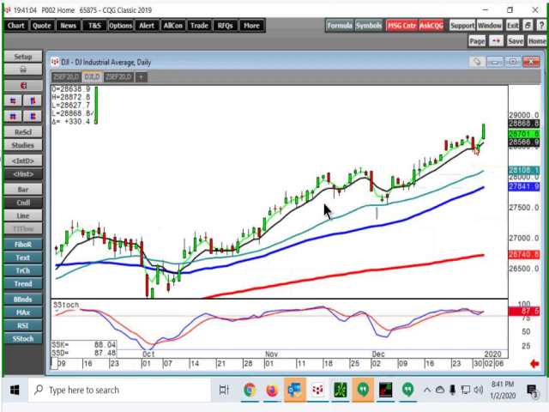But the black line is what we call the T-line. The 8 exponential moving average. It's the trigger line or the trend line. And there's a very simple rule. If you see a candlestick buy signal and a close above the T-line, you can stay long until you see a candlestick sell signal and a close below the T-line.